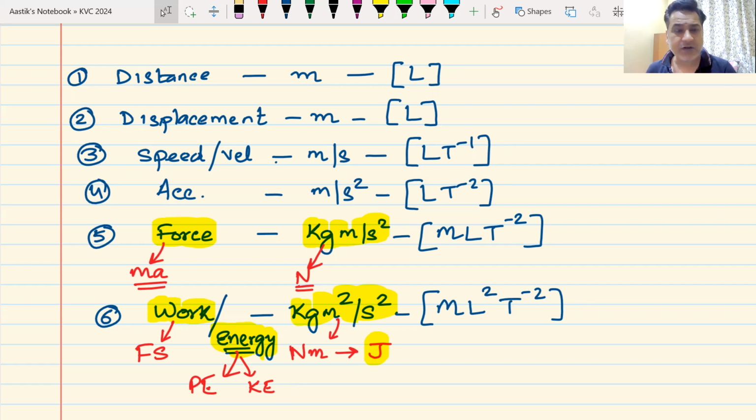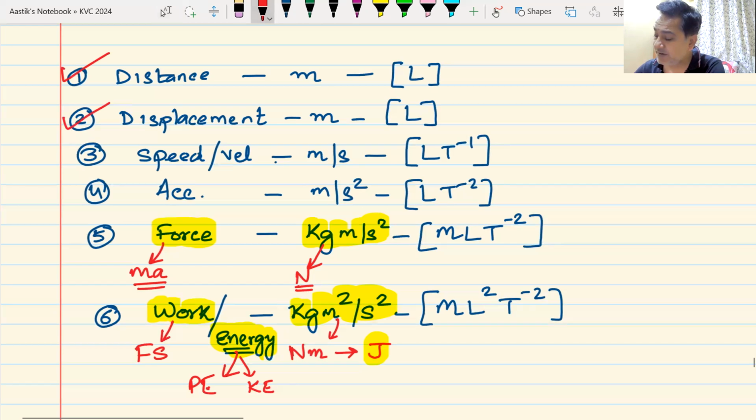But right now, we'll only concentrate on those physical quantities which we require. Some of these we had discussed in the previous class. I hope we remember: distance, displacement, speed or velocity, acceleration, force, work, and energy. Do you all remember this? Can I have some raise hand that we remember this?